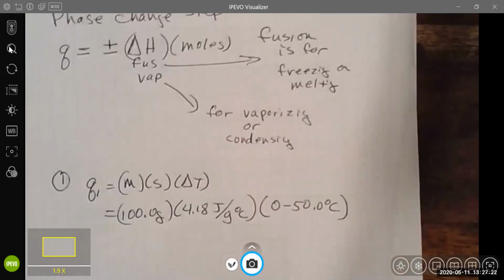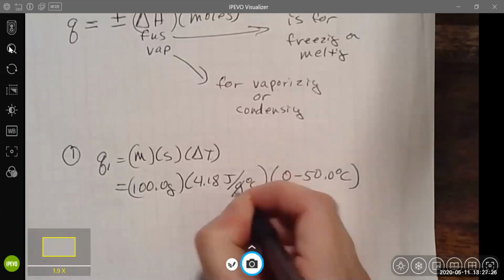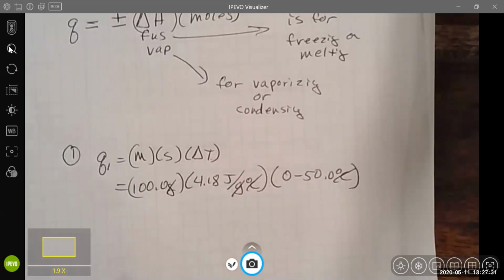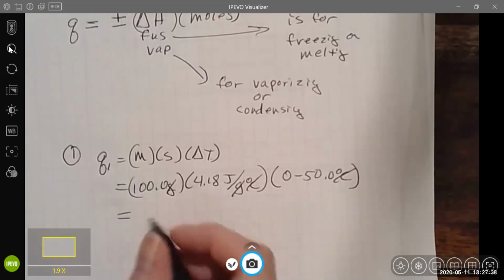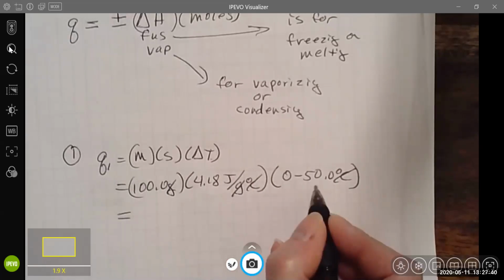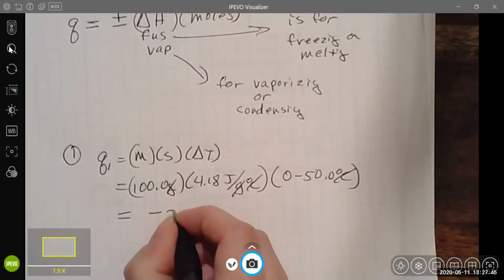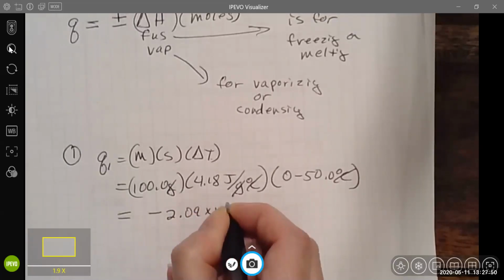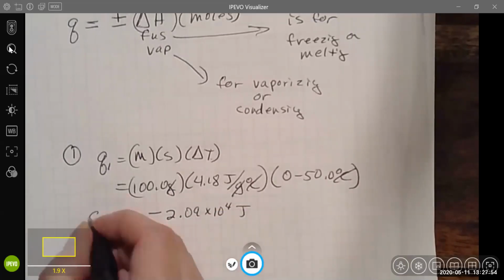Okay, so mathematically, what's going to happen with the units, even before the math: grams, grams, Celsius, Celsius. And then if you do that, you're going to get, I think I have it written down, this is going to be negative 50. And so my answer is going to be negative 2.09 times 10 to the 4th joules. Okay, so that's my Q1.